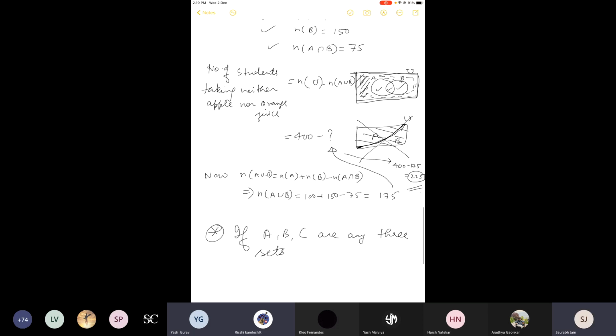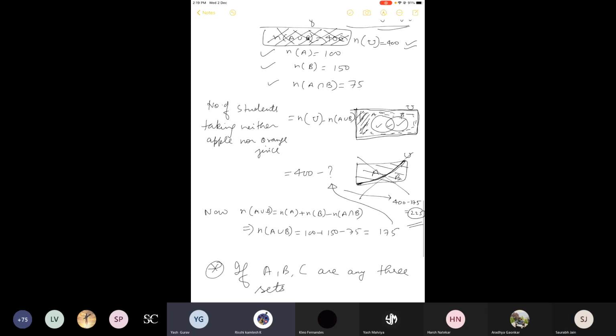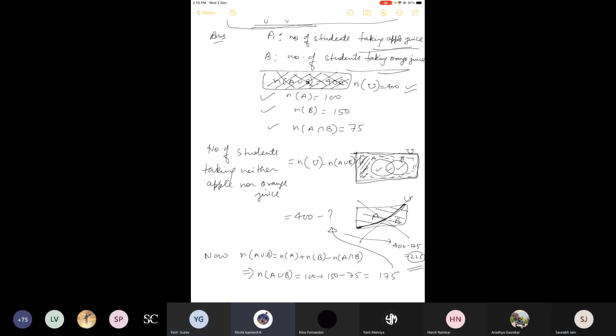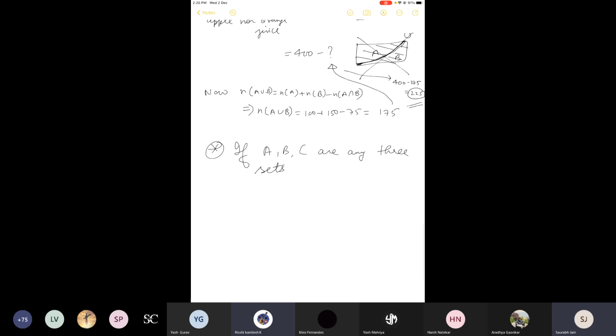Excuse me, sir. Yes. So they have written NU minus N of A union B, right? Can it also be written simply as A union B dash? Yes, that is one and the same thing. Because when you subtract some elements of a set from the universal set, you get its complement set, right? So that will be A union B dash only, right? Yes, sir. All right.